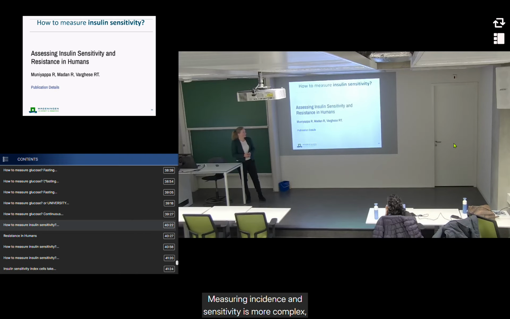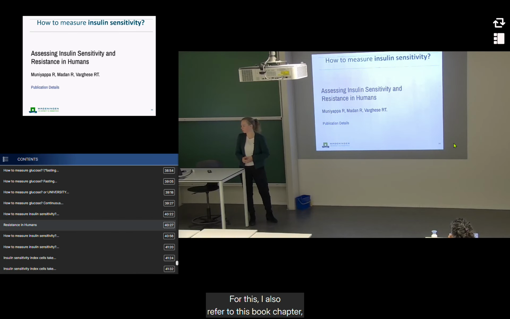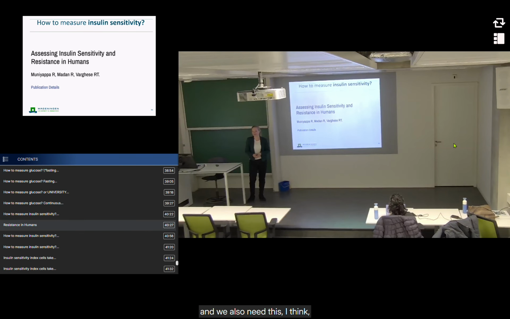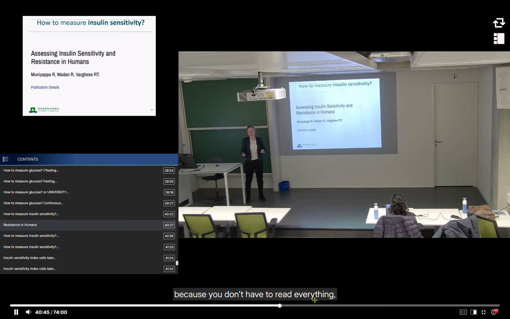Measuring insulin sensitivity is more complex, I would say. For this, I also refer to this book chapter. Well, I hope it's on Brightspace. And we also need this, I think, for the assignment of Thursday. So I would recommend you to take a look at this later this week. And don't forget to check the reading instructions, because you don't have to read everything. But I will just go quickly over the ways of measuring insulin sensitivity. And then the rest you can read in this book chapter as well.